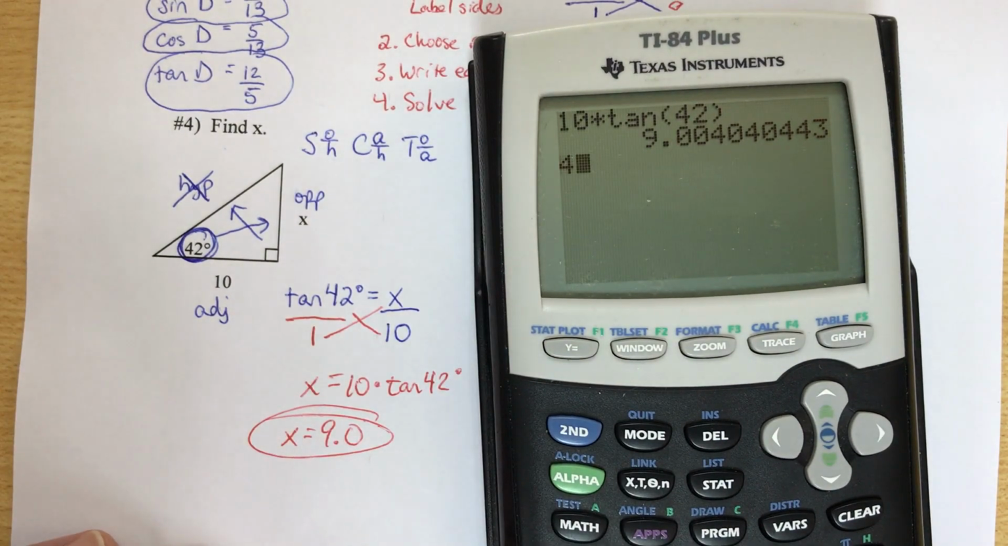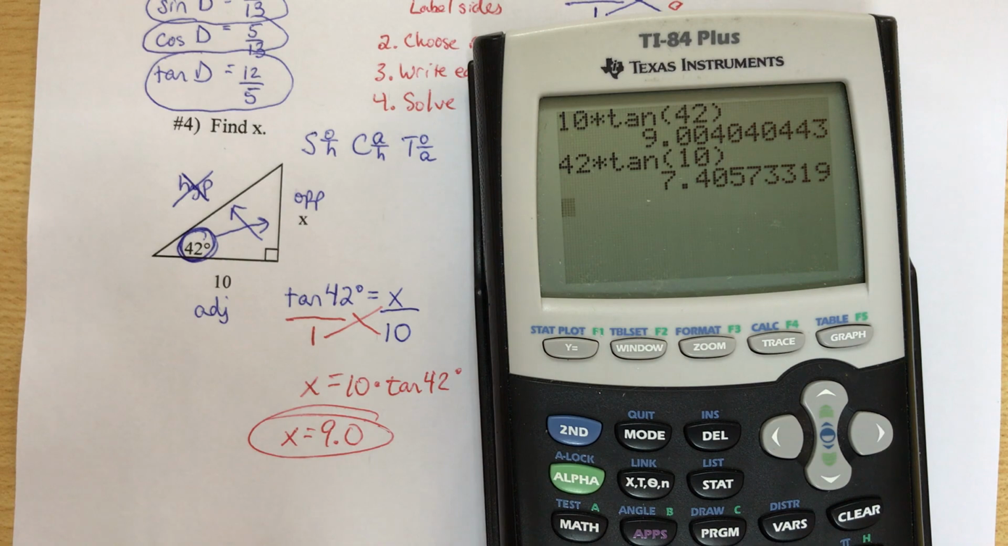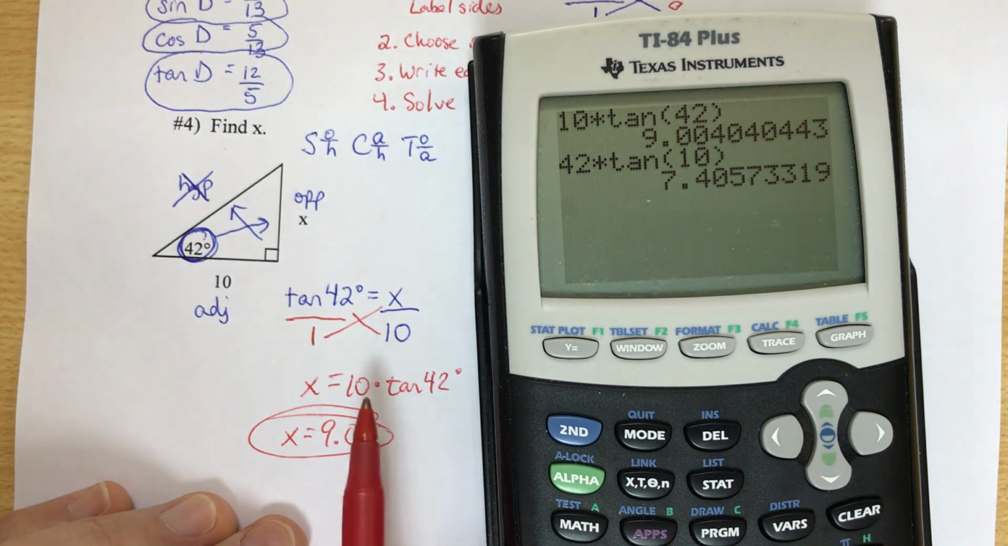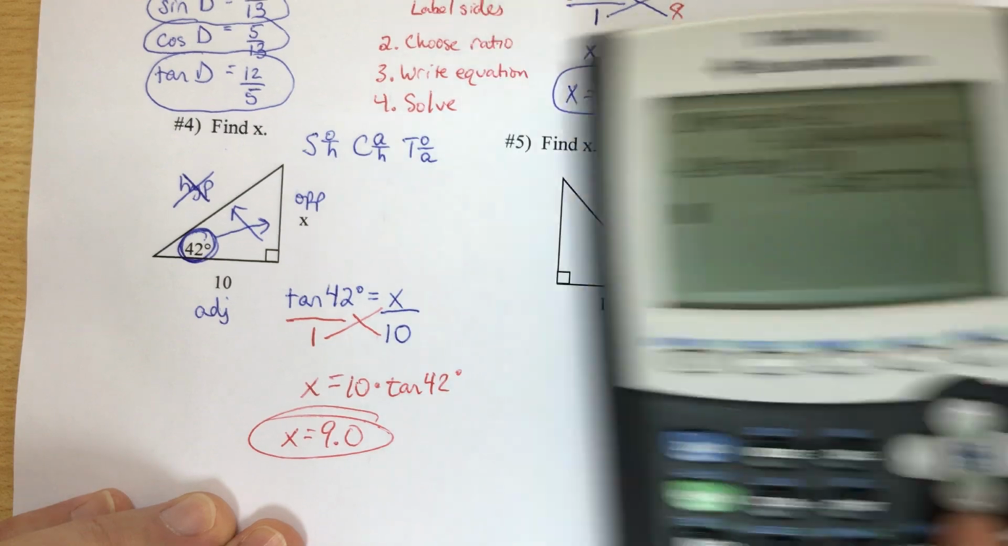Just to show you, what if I accidentally mixed up the numbers? What if I did 42 times the tangent of 10 degrees? Notice I get a different answer. So this is why my recommendation is to write this down, then type it, because then you can type it exactly how you see it.